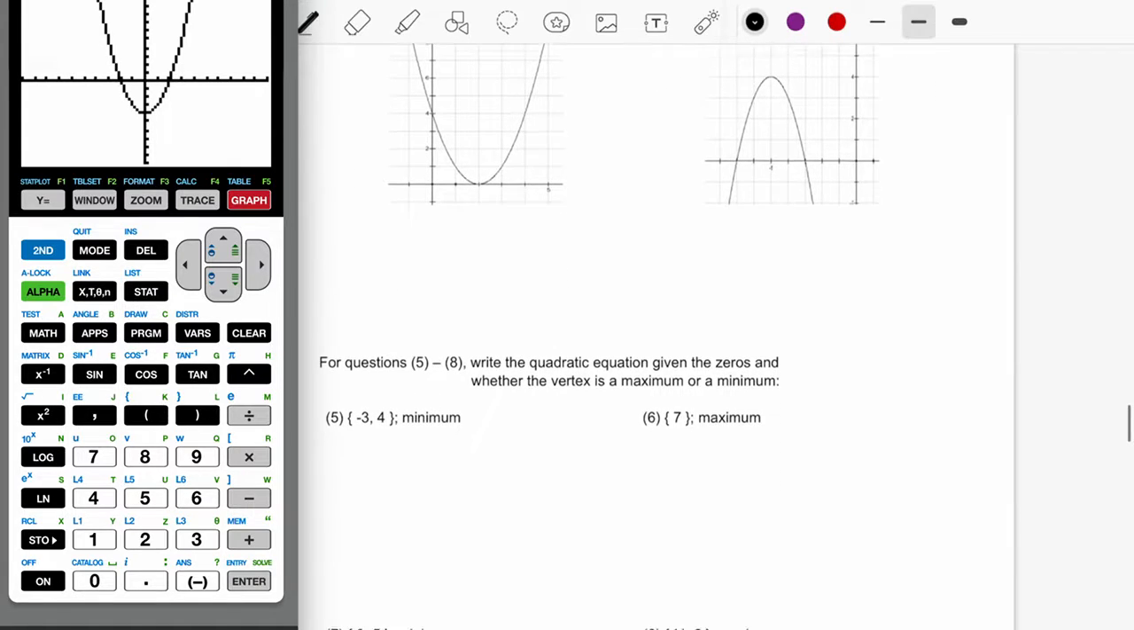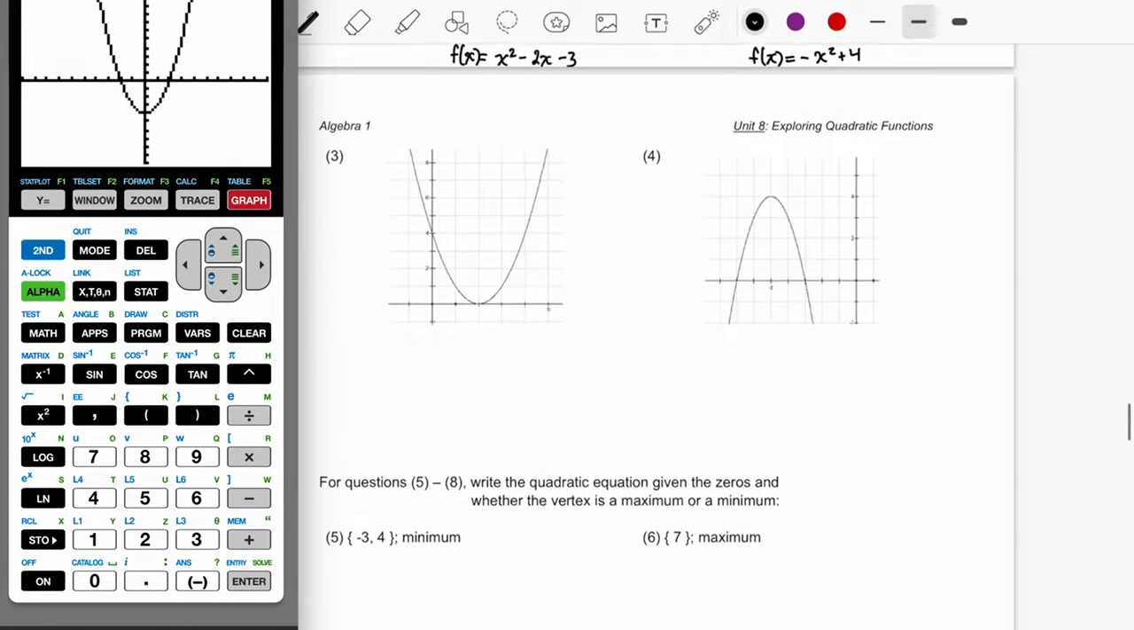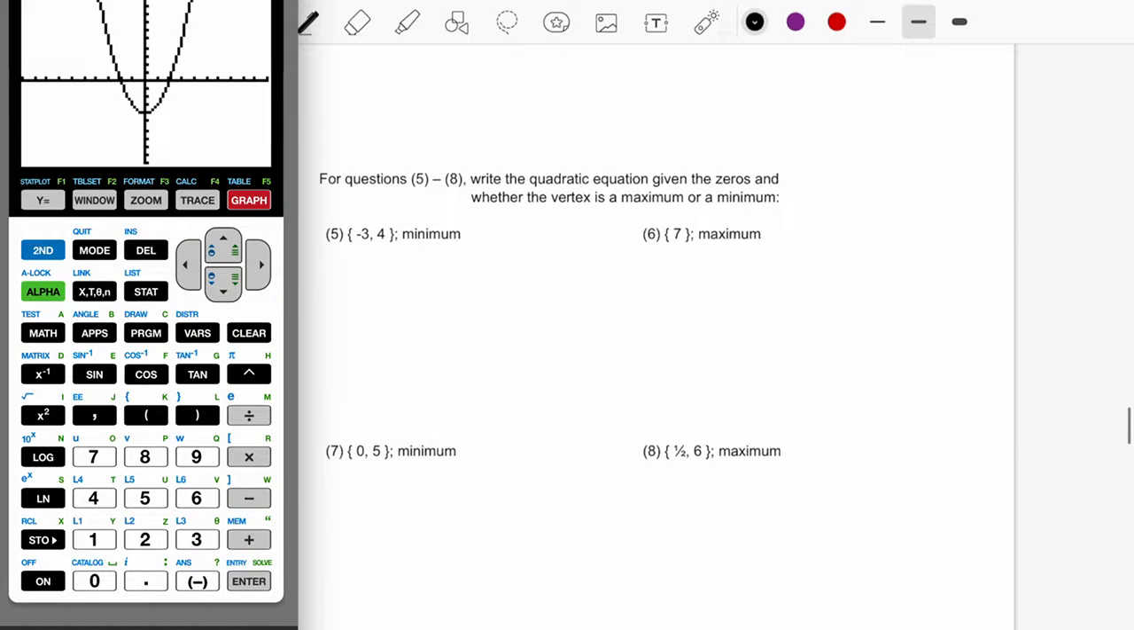All right, so 3 and 4 are very similar. So let's hop to number 5. It says write the quadratic equation given the zeros and whether the vertex is a maximum or a minimum. Doesn't talk anything about the shape of the graph. It just tells us that these are the important values.